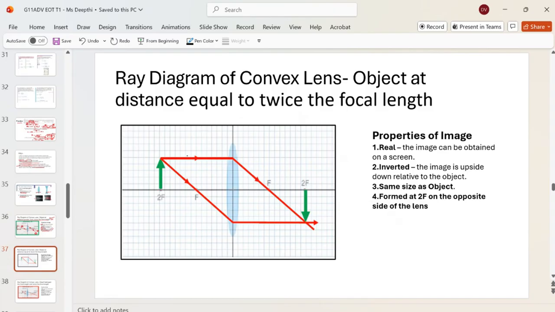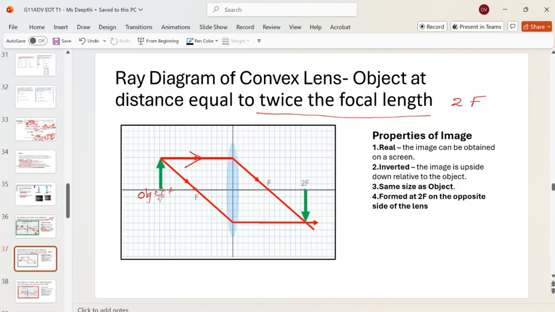Next picture is also similar to the first one. Draw the ray diagram of a convex lens with the object at a distance twice the focal length, which means the object is at 2f. This is the second picture. So you will have this graph paper with the lens and f and 2f marked and the object given, but you have to draw the image and the red lines. That's what you have to draw. Okay, so this is the object here at 2f. You can see that the green arrow is the object.